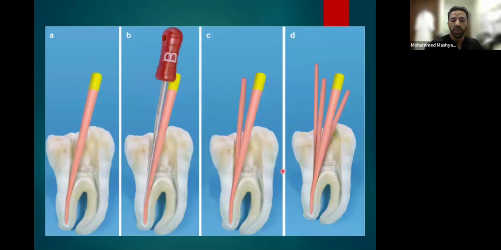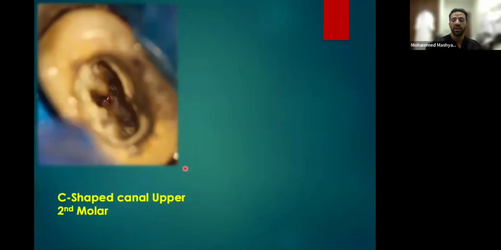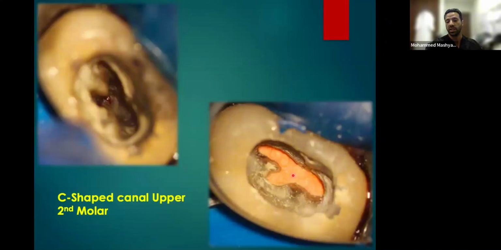Another issue, if you put a single cone and you find there is an extra space, you can add lateral condensation easily. In a case like this, you can fill it with a gun. You cannot use any single cone here anymore. You have to fill it with warm vertical condensation with injectable gutta percha.